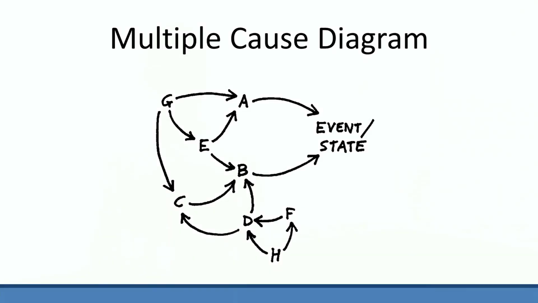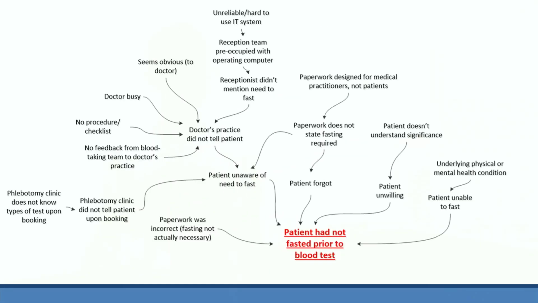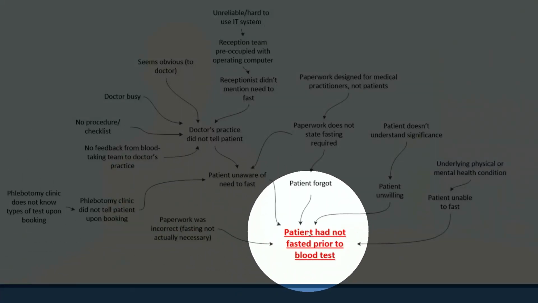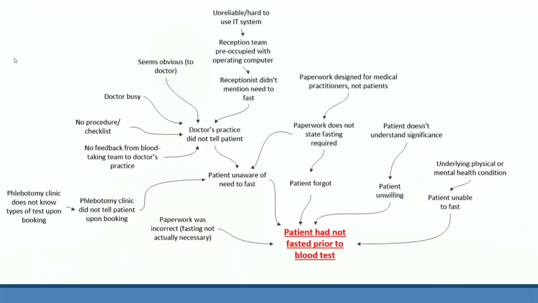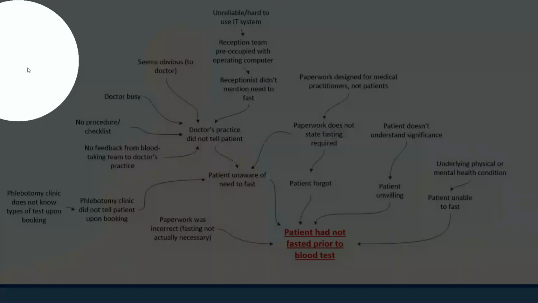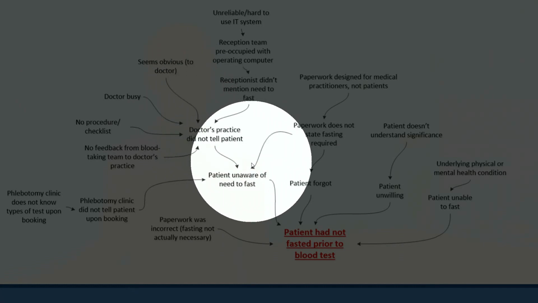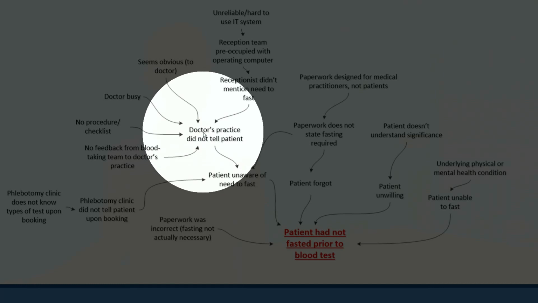Now I'll show you a worked example which will illuminate this further. This is my interpretation, and it's a shortened example of why patients might not be fasting prior to taking blood tests. Now I won't read out every part of this because you can of course download the slides and examine it, but I want to just show you that you have causal hubs, right? And causal hubs, you see these a lot in real multi-cause diagrams, and they're interesting because they sometimes help you redefine the problem.